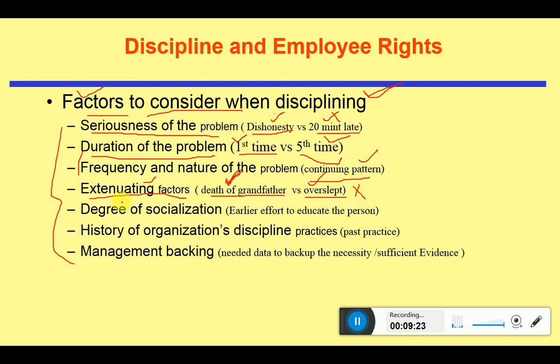So that is known as the extenuating factors. Those reasons, the valid reasons which can be justifiable.